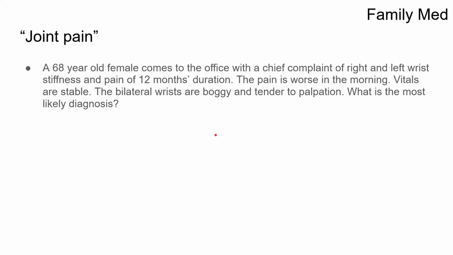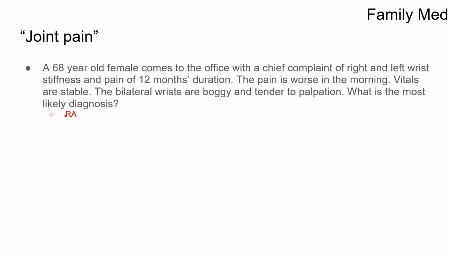In addition to USPSTF stuff, joint pain is also extraordinarily high yield in family medicine, just because it's a massive differential. So, for example, a 68-year-old female comes to the office. She has a chief complaint of right and left wrist stiffness and pain of 12 months duration. Pain is worse in the morning. Vitals are stable. Bilateral wrists are boggy and tender to palpation. What is the most likely diagnosis in this case?